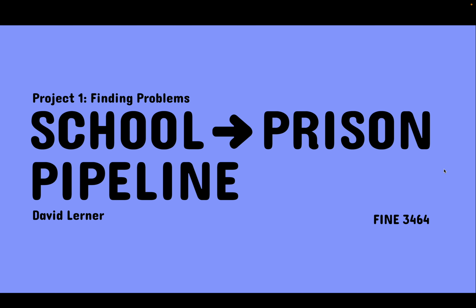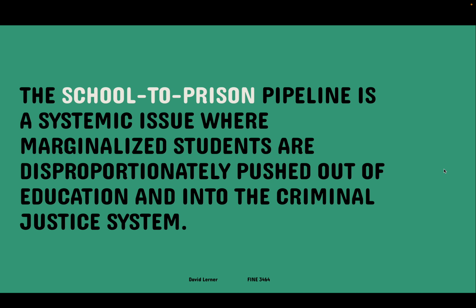This is my first project for Design Studio 2, where we are finding problems, and I landed on the ongoing issue of the school to prison pipeline. The school to prison pipeline is a systemic issue where marginalized students are disproportionately pushed out of education and into the criminal justice system.